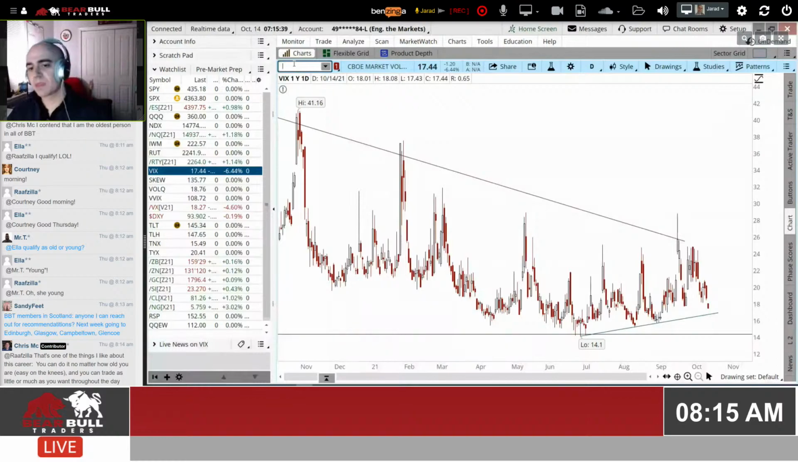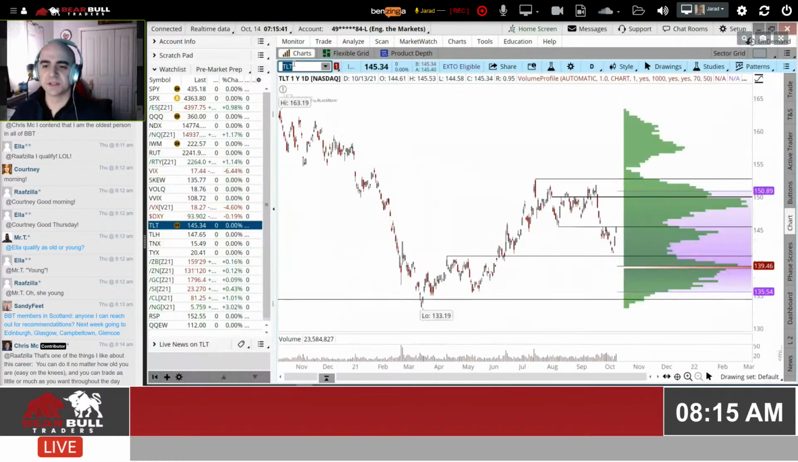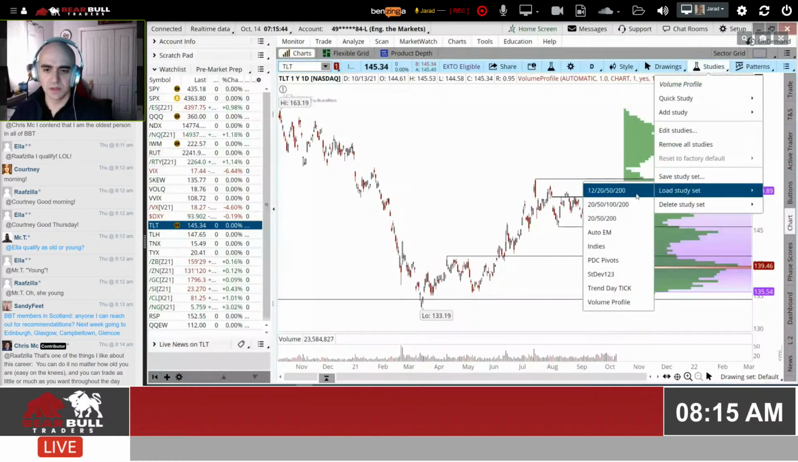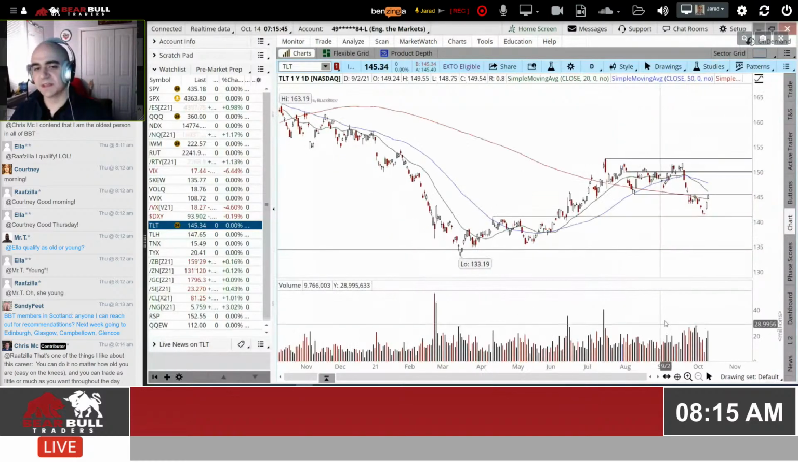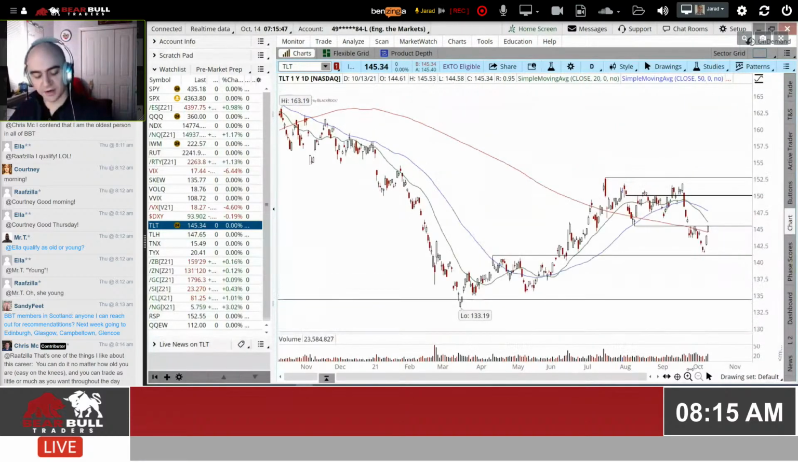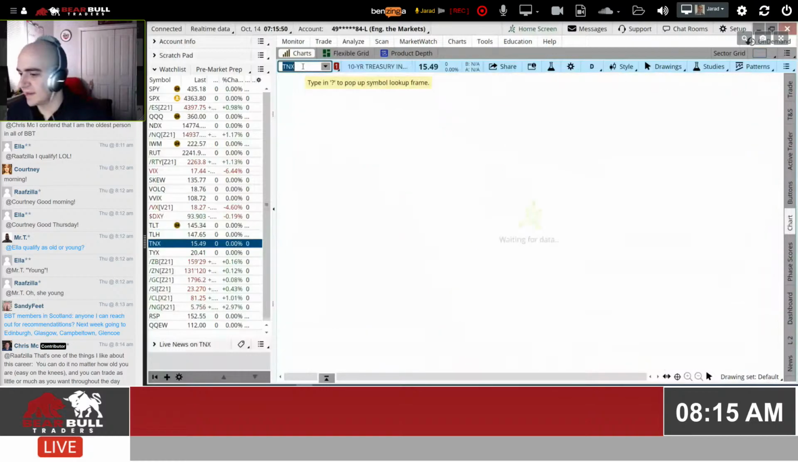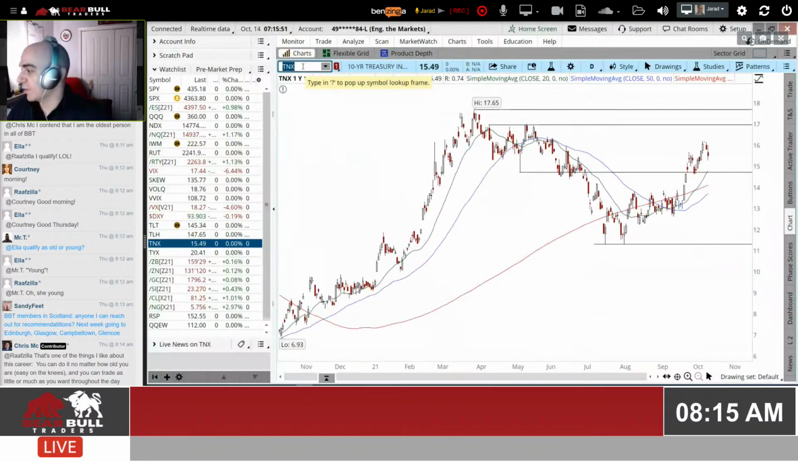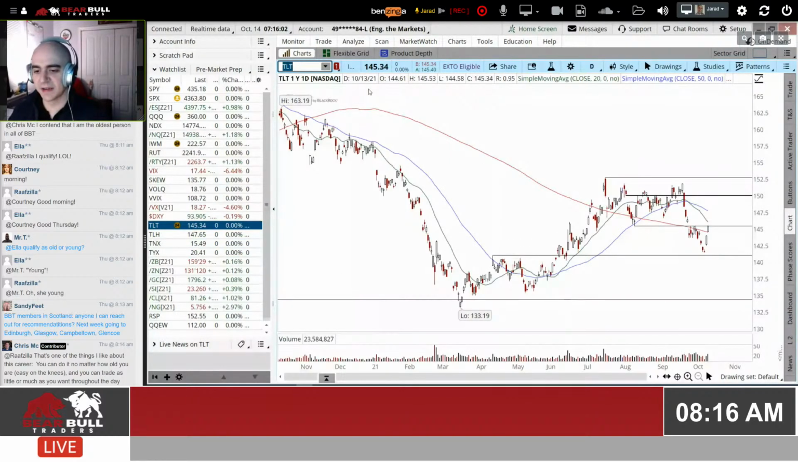And finally, as I shift into something like the TLT, and actually we'll go ahead and start with just the 10-year index. We're seeing, once again, a bit of a drop here in the interest rates on the 10-year. And as we look at the TLT, there's some volatility here worth considering.